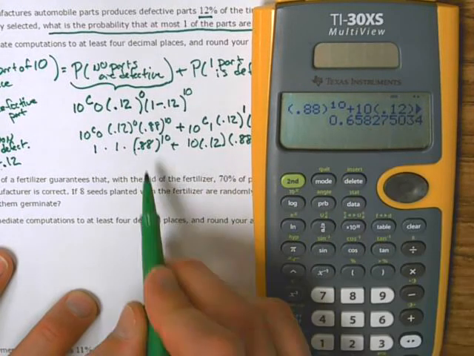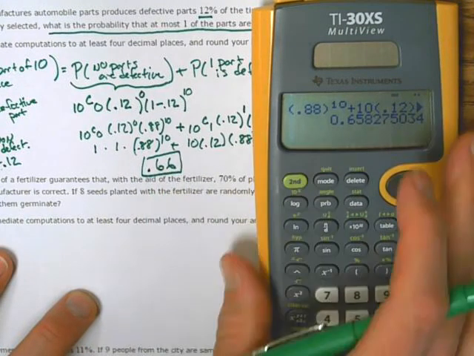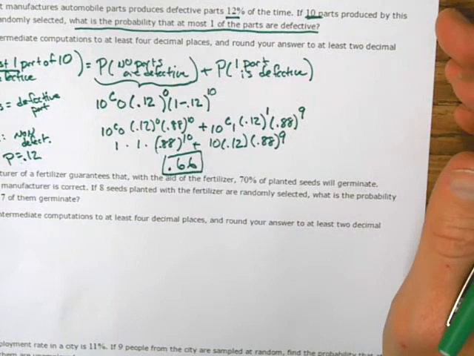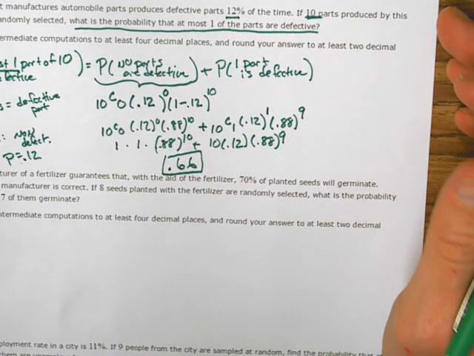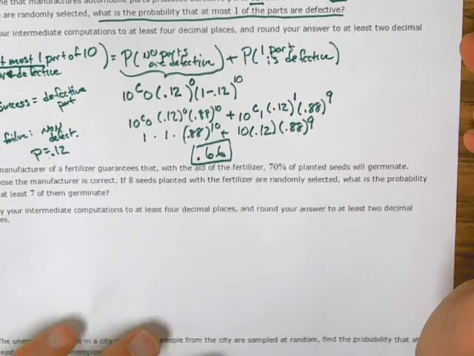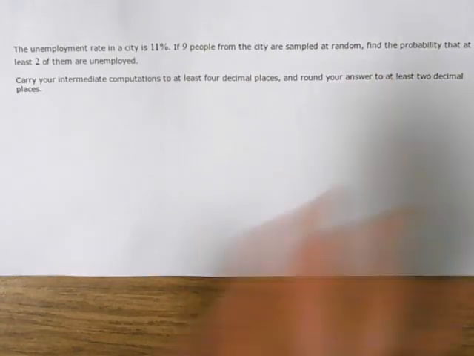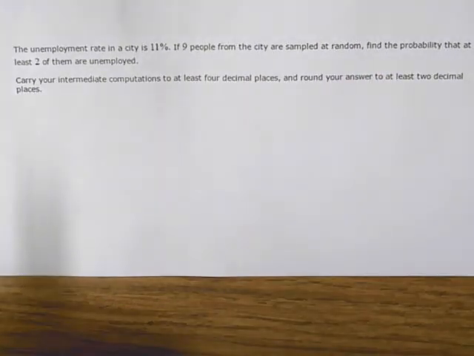0.66 would be 2 decimal places. So the probability that at least one of the 10 parts is defective is 0.66. Let's look at another one, and it is important to check this one out. It's a little bit different, and if you don't see the shortcut, you're going to wish you did.